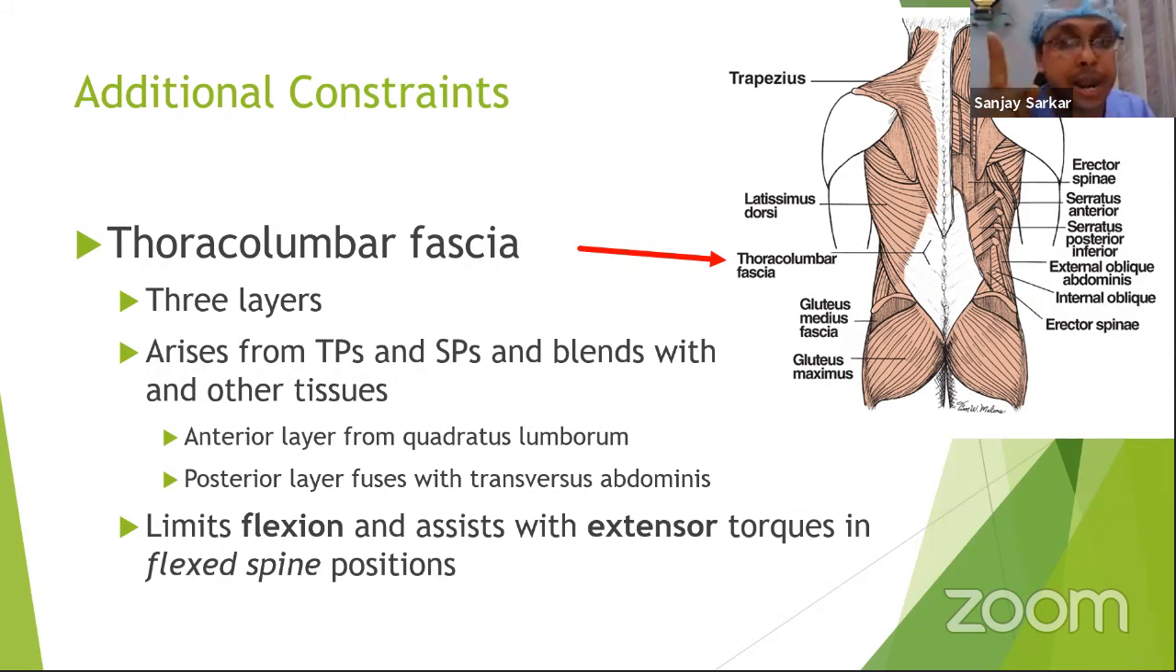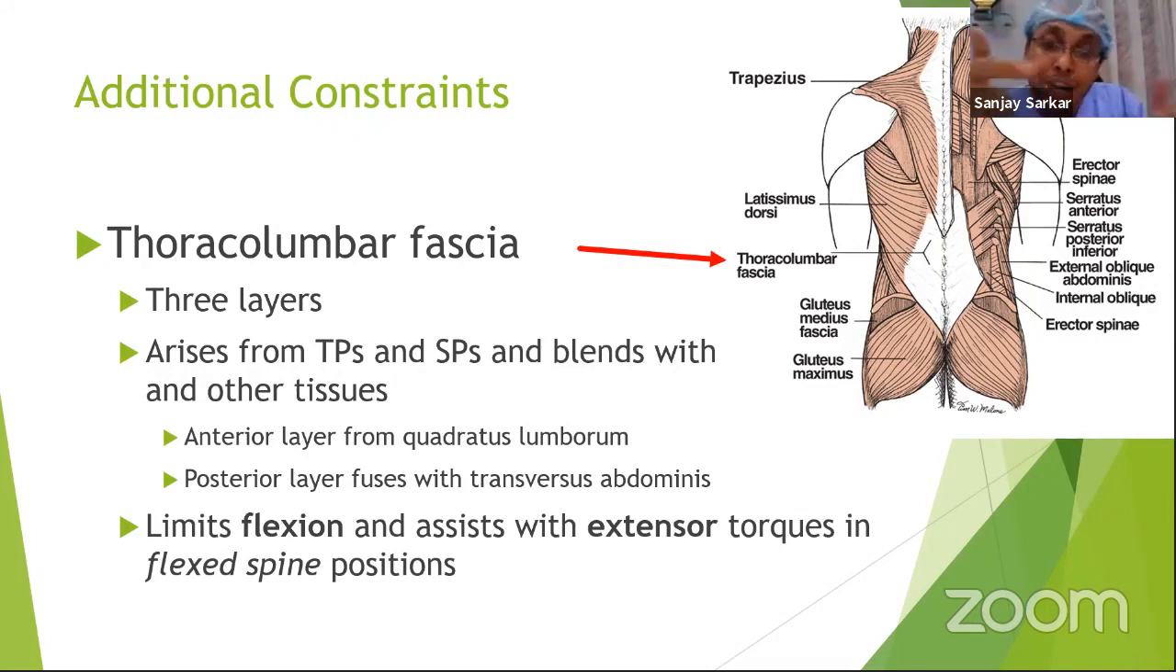But please be aware, I always believe in something. You have to follow the angle of pull and line of action of any soft tissue, right? So this soft tissue, the thoracolumbar fascia, is in a V shape like this.